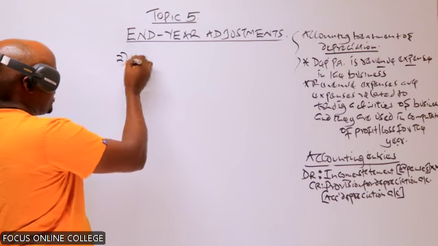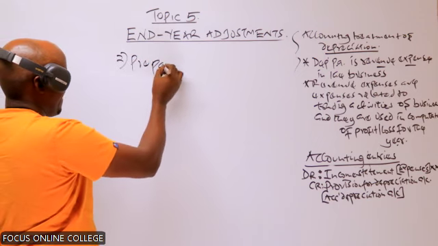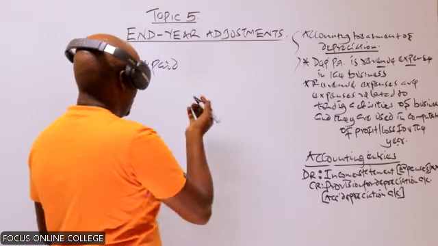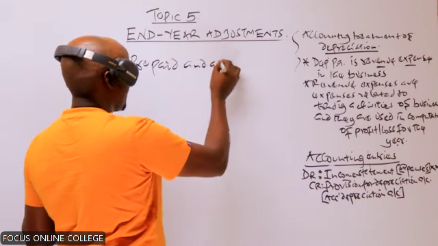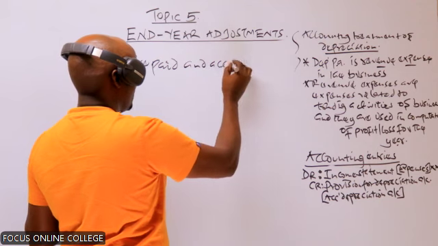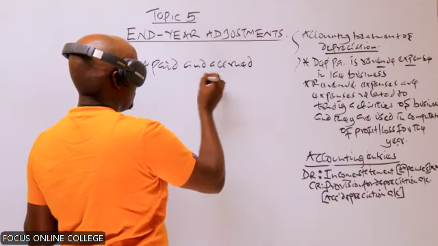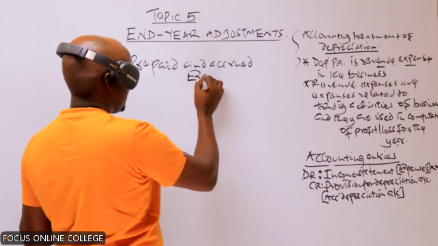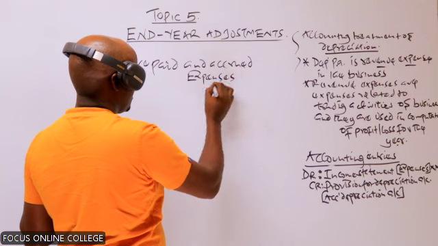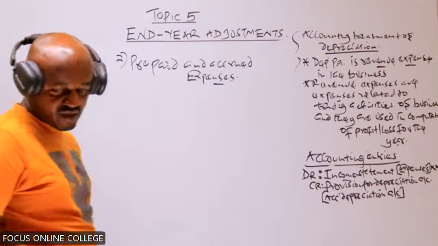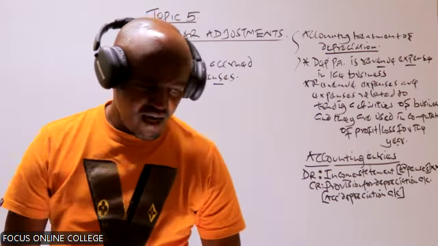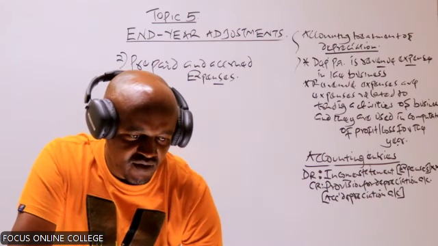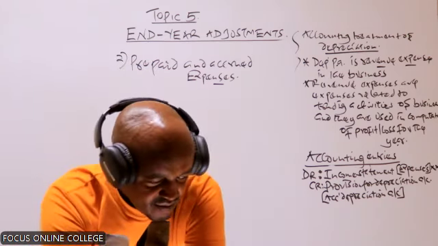Now, I want us to take a short break, and then once we come back, I want us to continue with our discussion by looking at prepaid and accrued expenses. So let's just take a short break of 10 minutes, and then once we come back, we discuss this.